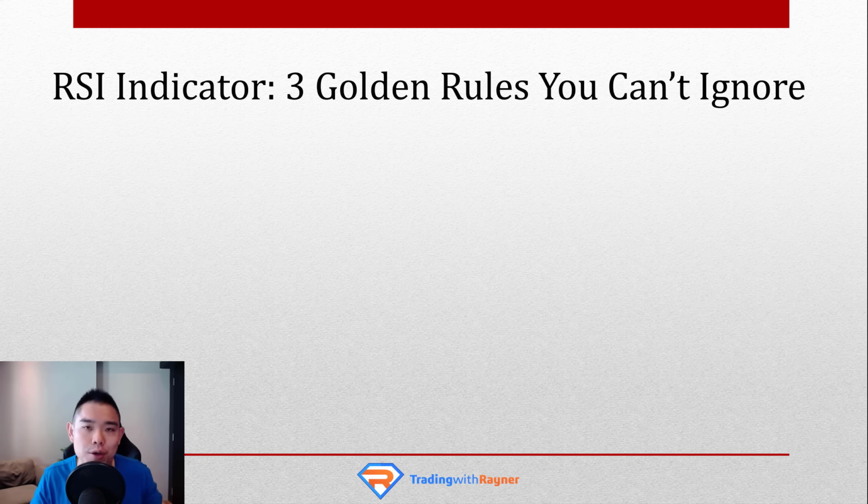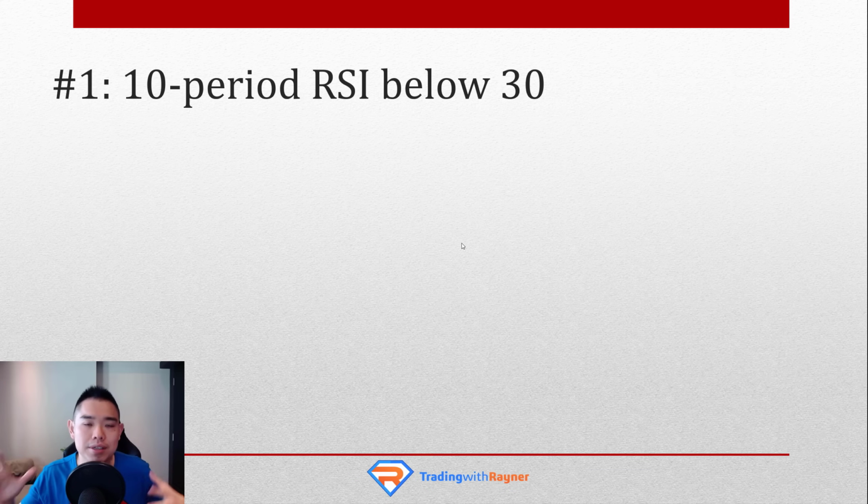So in today's video, it's all about the RSI indicator, right? I'll share with you 3 golden rules you can't ignore, especially if you trade the stock markets. Number 1, the 10-period RSI below 30. What's the significance of this, right?